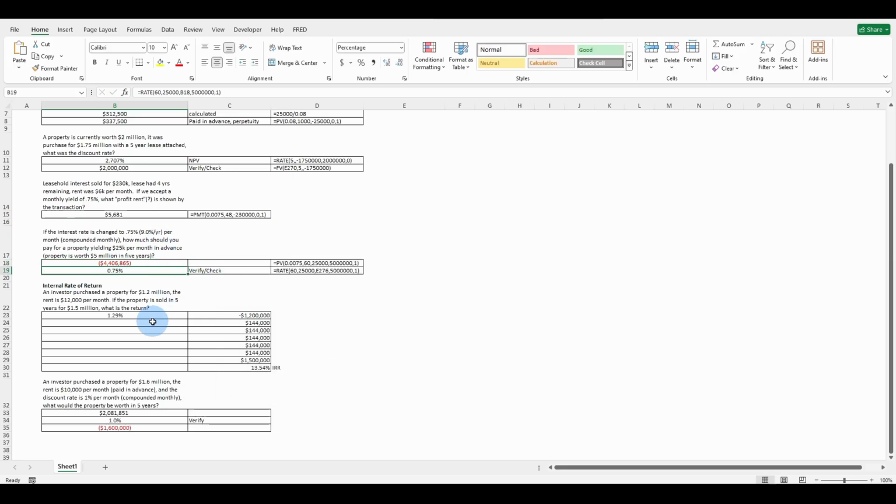If you want to verify that rate, you can use this rate function and just reverse engineer it. You're going to get the 0.75.